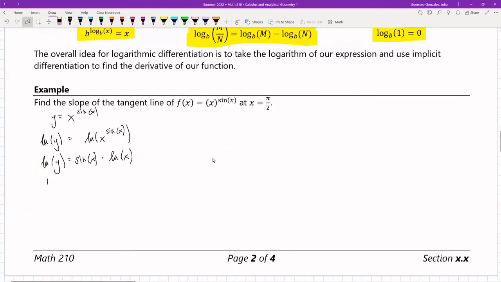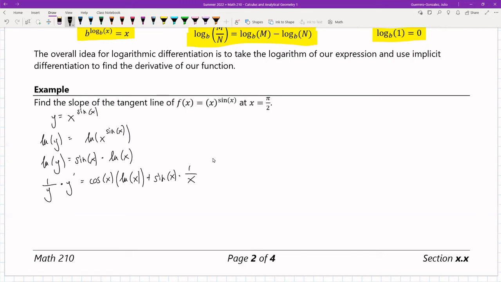So this is going to be 1 over y, and I'm taking the derivative of y, so this is going to be times y prime, is equal to, I have a product here, which means I've got to do the product rule. So it's going to be the derivative of the first times the second plus the first times the derivative of the second. So the derivative of sine is cosine of x times the ln of x plus the derivative of the second times the first. So sine of x gets to stay times the derivative of the second, 1 over x.